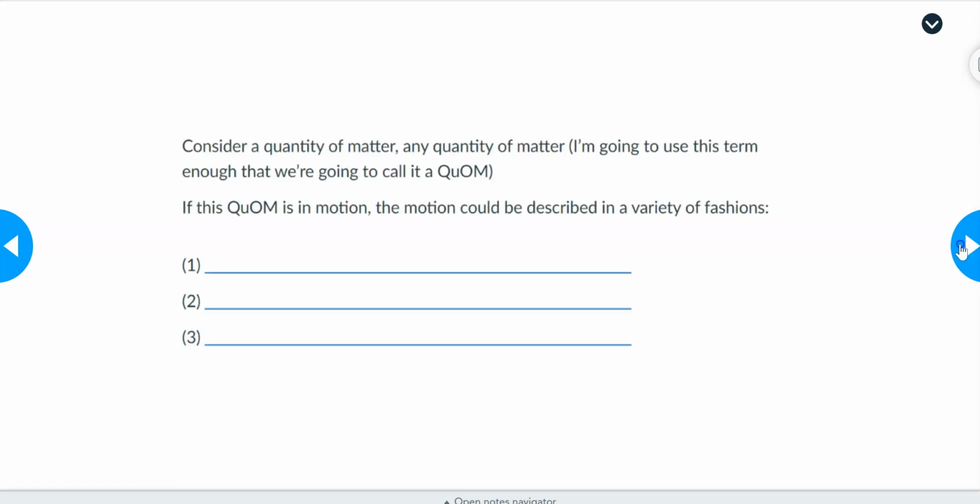So consider a quantity of matter, any quantity of matter, and I'm going to use this term enough that we'll just call it a quam. And if this quantity of matter is in motion, the motion can be described in a variety of ways.